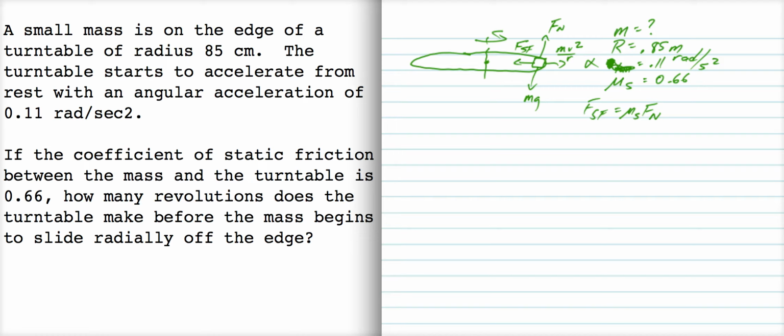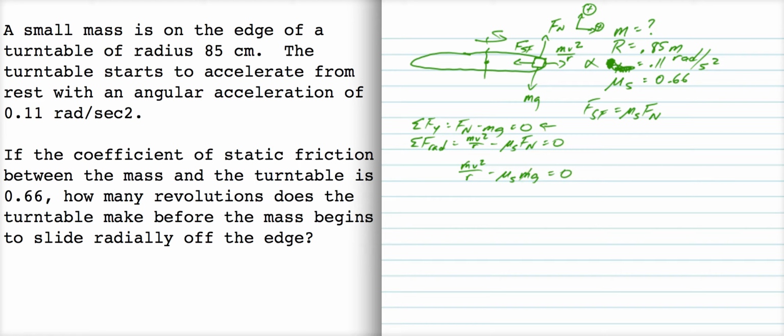So the sum of all my y forces is the normal force minus mg, which is equal to 0. And the sum of all my radial forces, using our standard sign convention, that out is positive and up is positive, is mv squared over r minus mu sub s times the normal force, equal to 0. Now I know that the normal force is just equal to mg from the top equation, so I can plug that into my second equation. Now the mass cancels out.